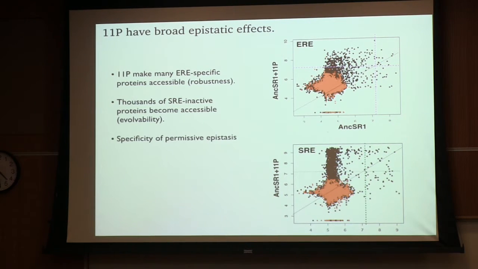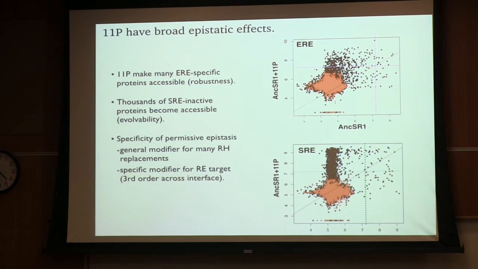So what does this say about specificity of permissive epistasis? First, specificity is limited. The permissive mutations permitted a huge number of different genotypes that could confer SRE specificity. But they're somewhat specific with respect to the response element target. They're much better at permitting the evolution of the new function than they are at permitting genotypes to be tolerated in the ancestral function. So this is a kind of third order epistasis between the permissive mutations in the protein, the function switching mutations in the recognition helix, and the sequence of the DNA that they're binding to.